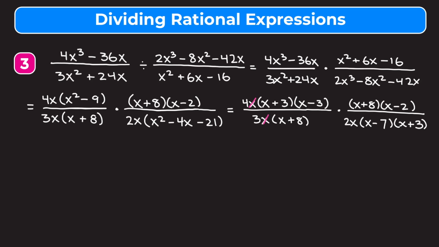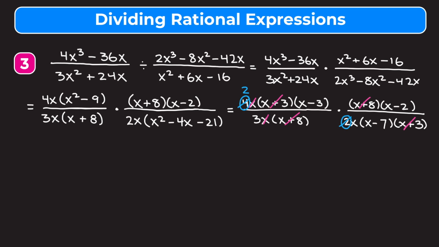And we can't cancel anything else within each fraction, but we can cross-reduce. So we can cross-reduce the x plus 3 on the top of the left fraction and the bottom of the right fraction, and we can cross-reduce the x plus 8 on the top of the right fraction and the bottom of the left fraction. And we can actually cross-reduce this 4 and this 2 because they have a common factor of 2. So if I divide 2 by itself, it just becomes 1, so I'm going to cross that out. But if I divide 4 by 2, it becomes 2. So this is going to become a 2.